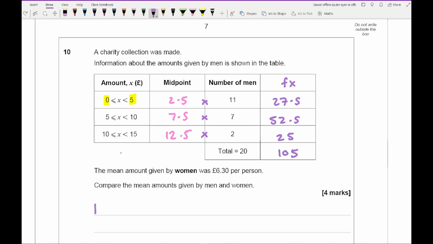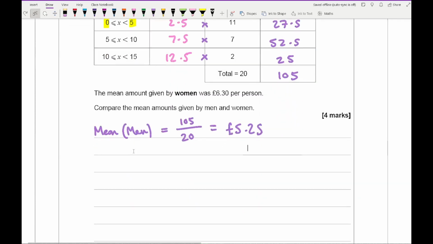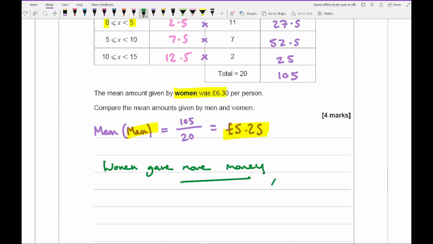Now the mean for the men is going to be the total fx, which is 105, divided by the total frequency, which is 20, and that comes up to £5.25. So all that's left for me to do is make a comparison between the women, which is £6.30, and the men, which is £5.25. So my concluding statement is going to be that women gave more money. And there we go. And the reason for that is because £6.30 is greater than £5.25.